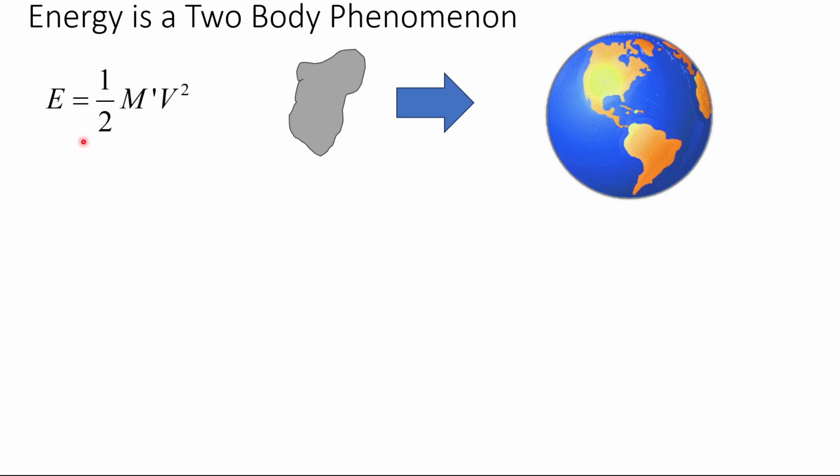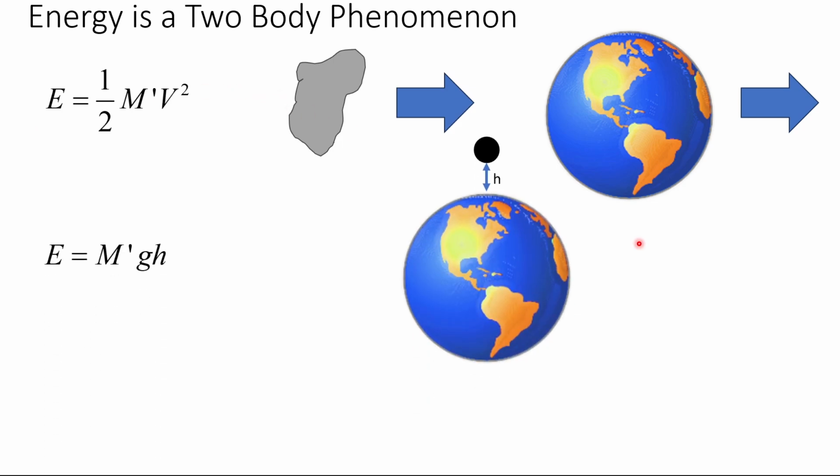Our definition of kinetic energy is E equals 1/2 mv squared. So an asteroid heading toward Earth at velocity v will have this much energy when it strikes the surface. But what if the Earth were moving away at the same speed? Well, then there's no energy anymore. This v is relative. So this is a two-body definition of energy. Without the other body, this definition is completely meaningless. And that is not acceptable.